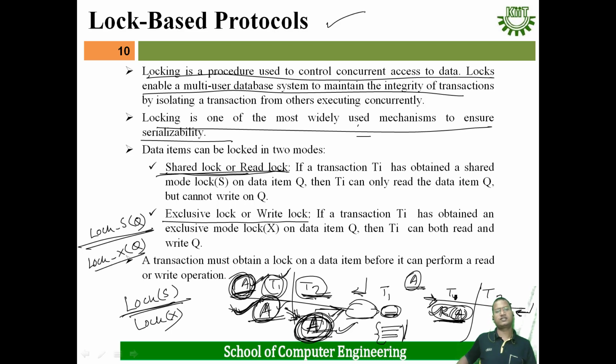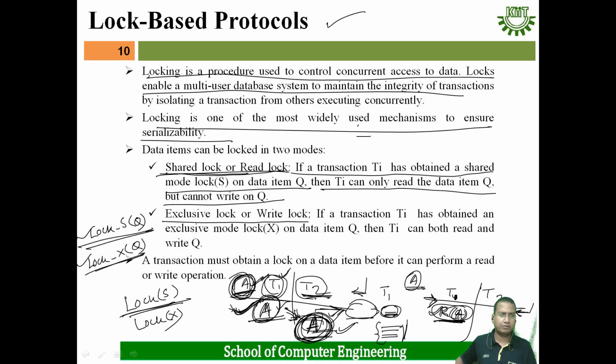Okay, these are the various instructions which are used to apply locks on various data items by various transactions. And another thing is, if a transaction Ti has obtained a shared mode lock on data item Q, then Ti can only read the data item Q but cannot write on Q.